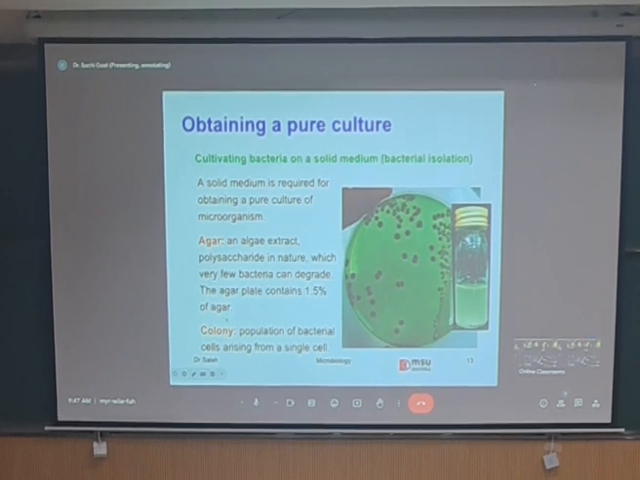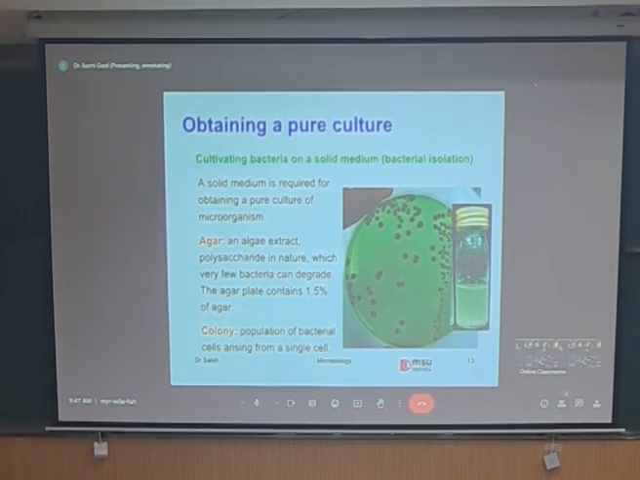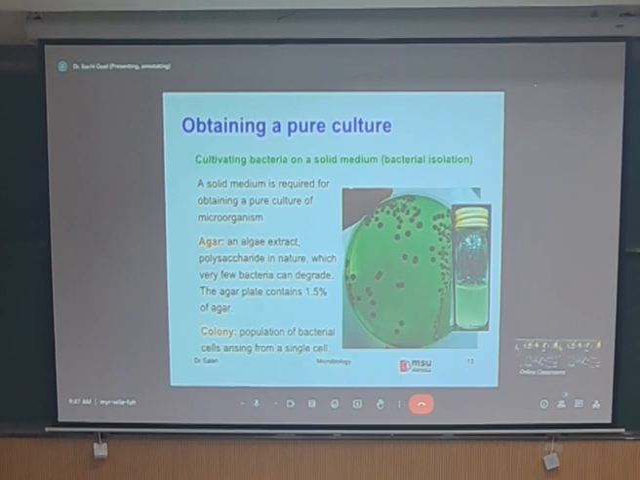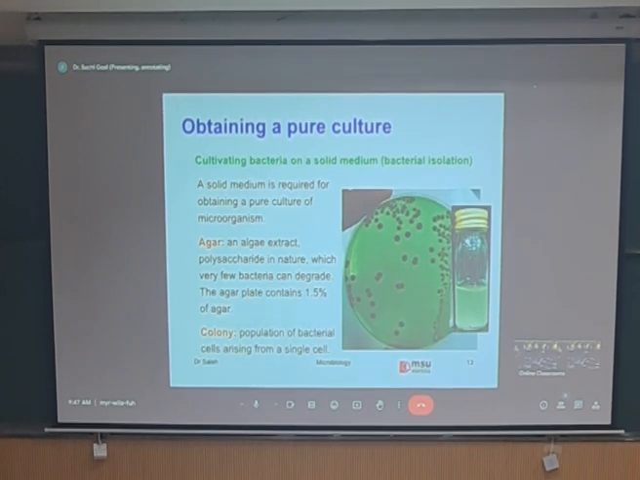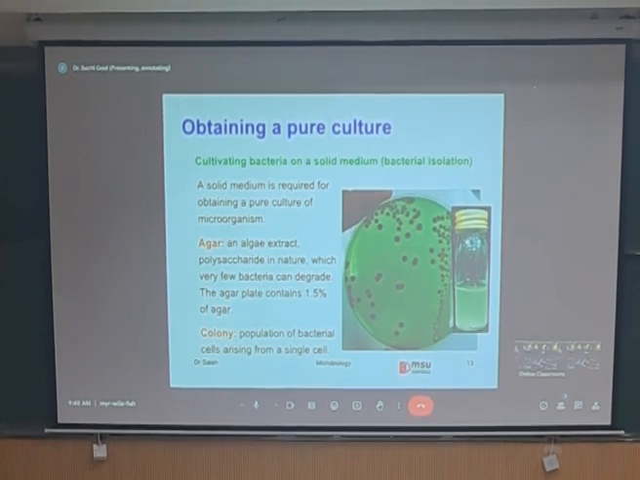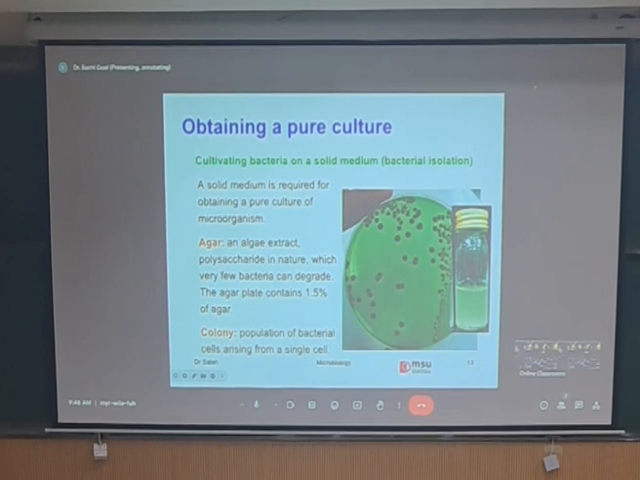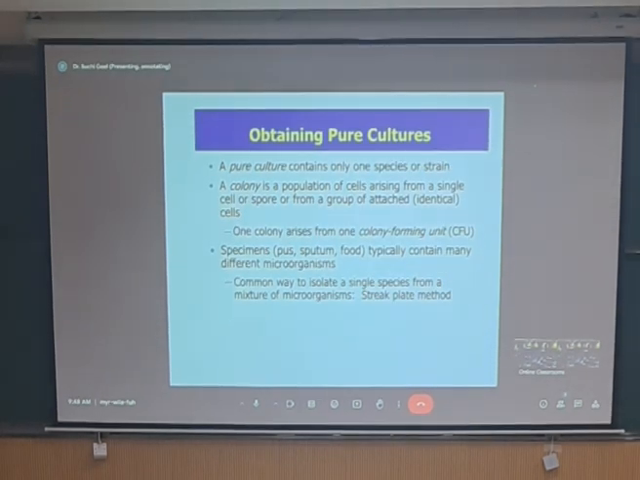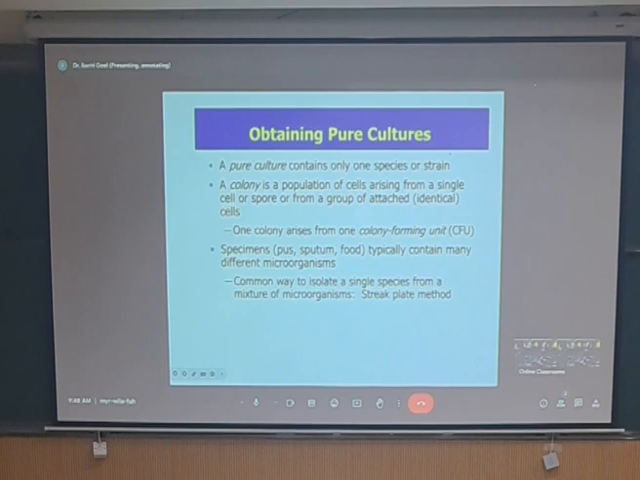Okay, and what is a colony? This is a very important definition. You should not forget this definition. This colony is a population of a bacterial cell which is coming from a single cell. It means the way I plated it, this colony, although there will be multiple bacteria, has come from a single bacteria. Okay. So, then what is pure culture? Pure culture contains only one species or strain.